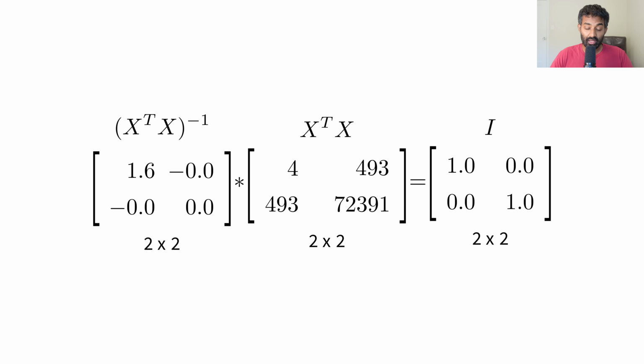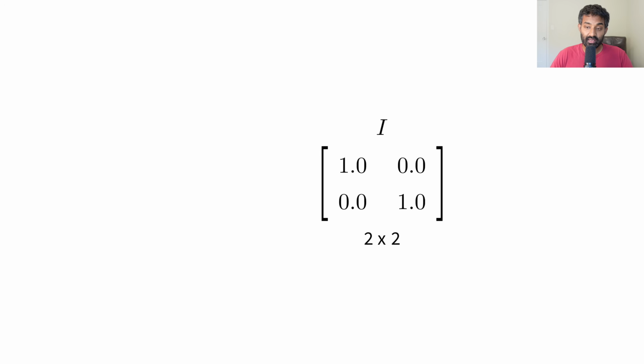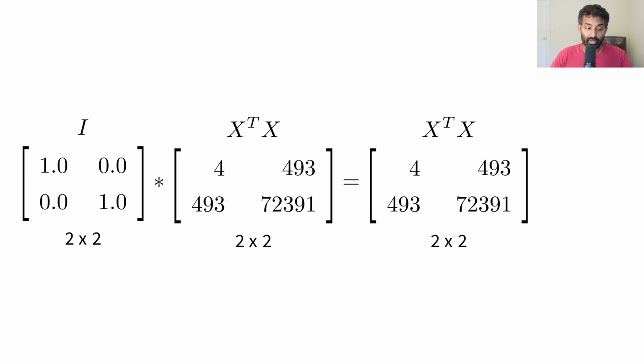So we took the inverse of X transpose times X and we multiplied it by X transpose times X, and we ended up with the identity matrix. So why is the identity matrix special? It's special because if you multiply the identity matrix by any other matrix that's the same size, you end up with the matrix you multiplied it by.